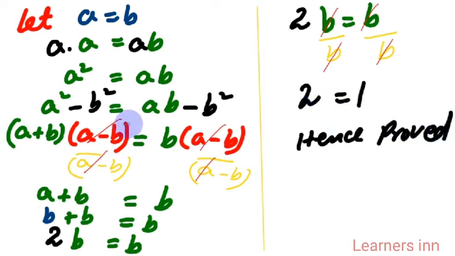Now pause the video and find where is the mistake I did intentionally. There are 10 steps: 1, 2, 3, 4, 5, 6, 7, 8, 9 and 10. Which step has the mistake? Mention in the comment section.